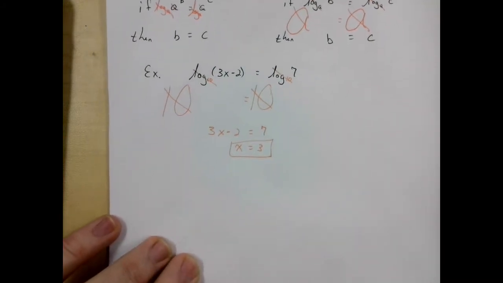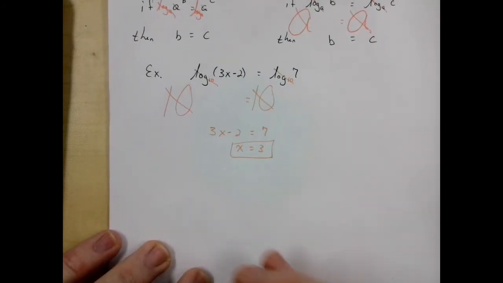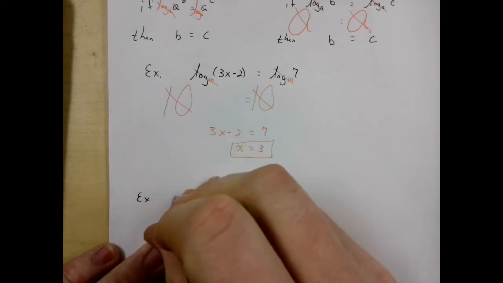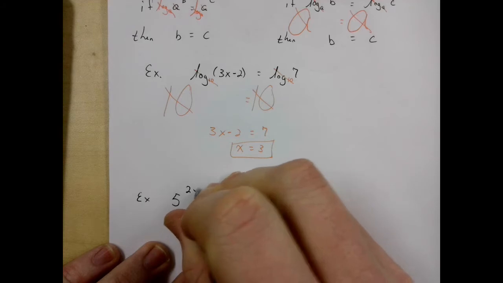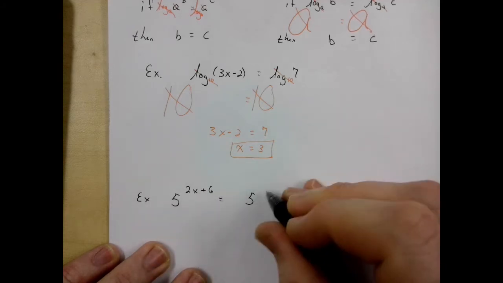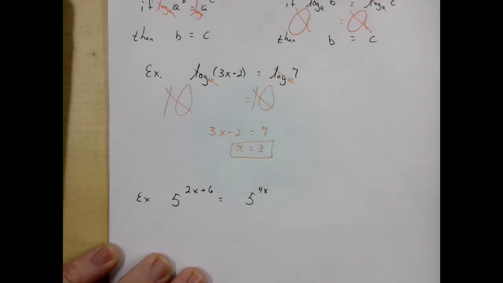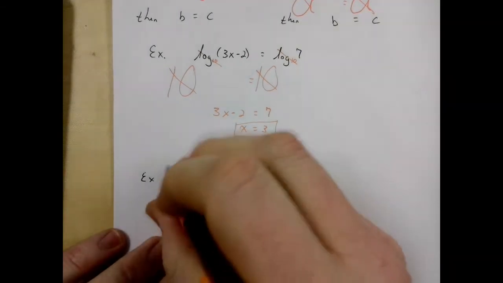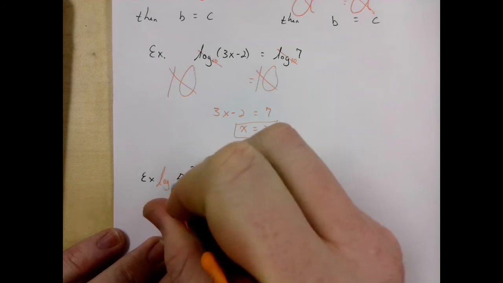Now revisiting the problems we did last week, I've got 5 to the 2x plus 6 is equal to 5 to the 4x. Now, what's going to get rid of a 5? Well, I'm going to use log base 5 on each side.